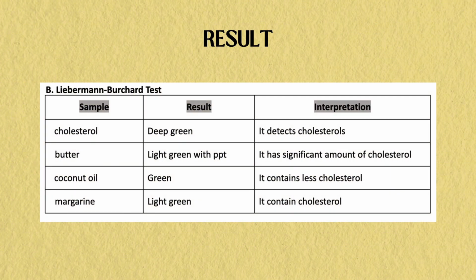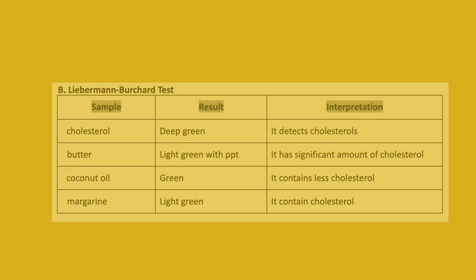For the Lieberman-Burchard test, cholesterol resulted in a deep green color, which is interpreted to detect cholesterol. Butter, light green with precipitate, and it has a significant amount of cholesterol. Coconut oil is green in color and it contains less cholesterol. Margarine resulted in a light green color and it contains cholesterol as well.